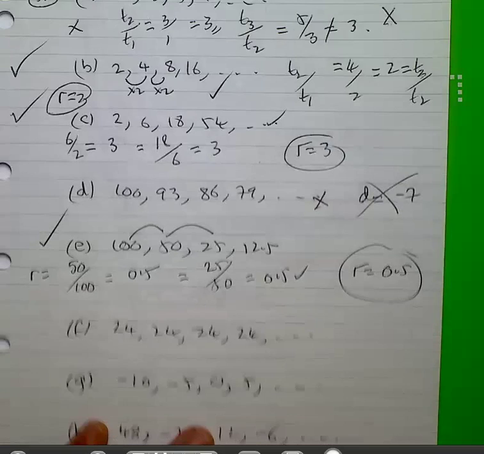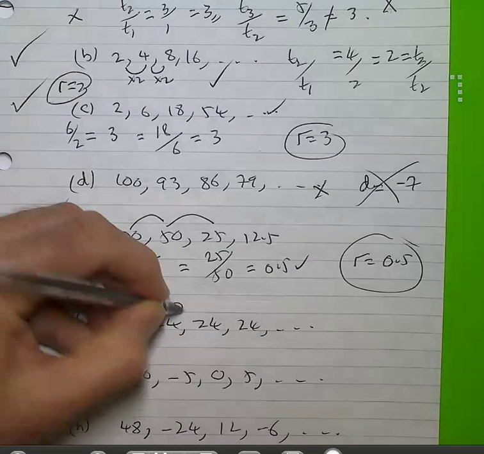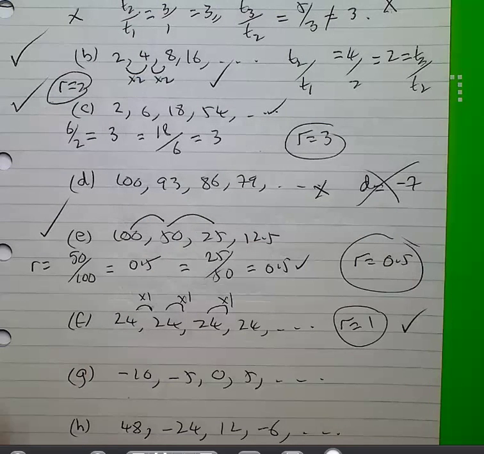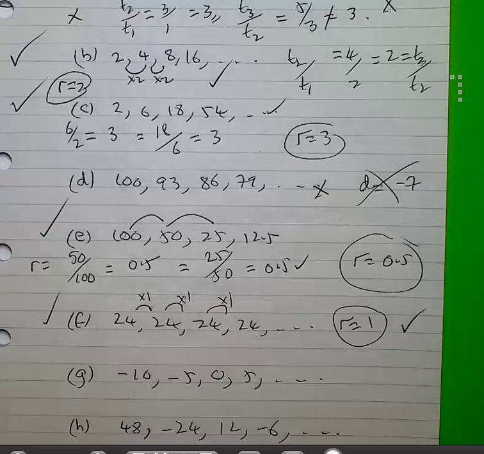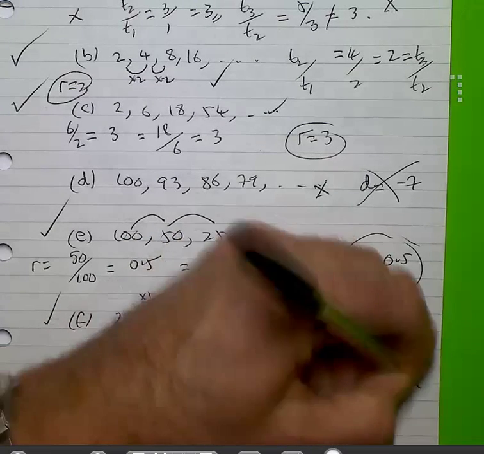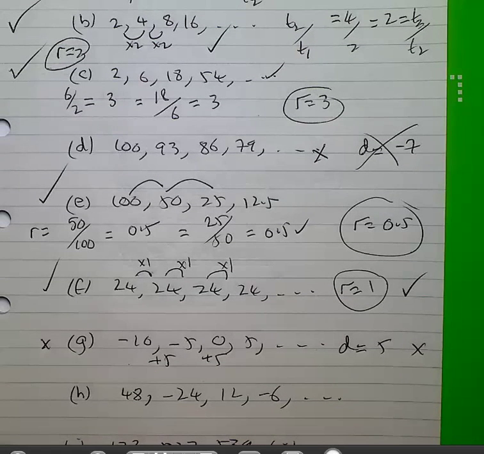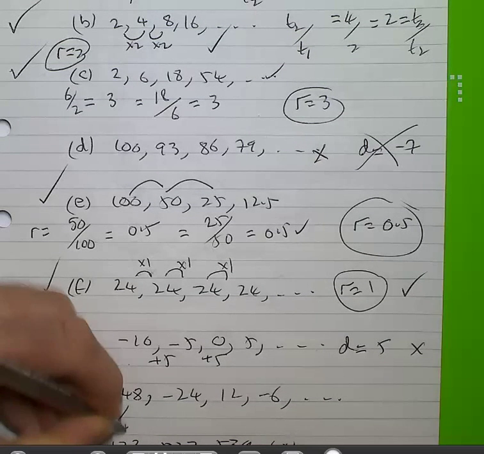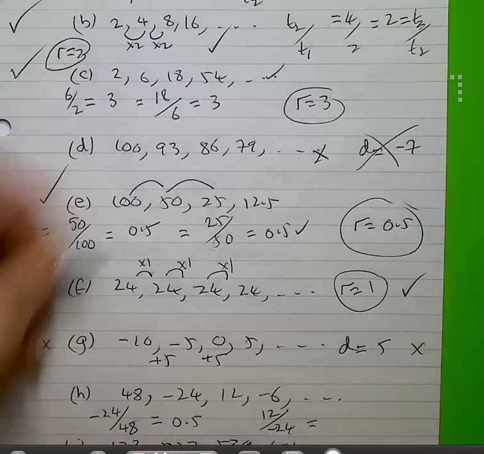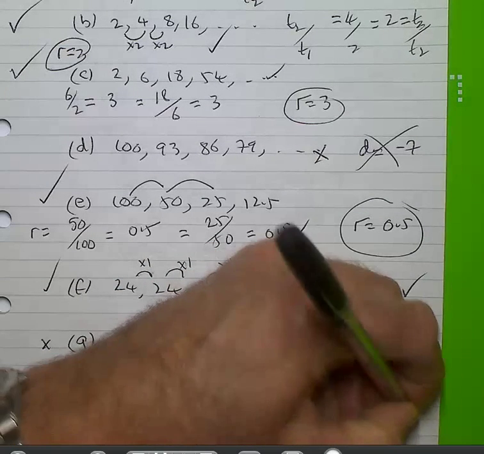Now, it looks a little unusual, but believe it or not, it is a geometric sequence. Common ratio of 1, times 1. Flatlining or an equilibrium scenario. In the case of G, well, that's adding 5. That's got a common difference, so it's definitely not a geometric sequence. When we look at H, negative 24 over 48 is equal to negative 0.5, and 12 over negative 24 is also equal to negative 0.5. So yes, and the common ratio of negative 0.5.